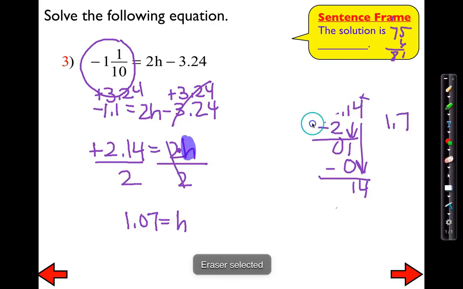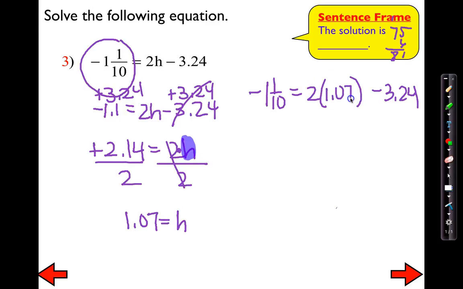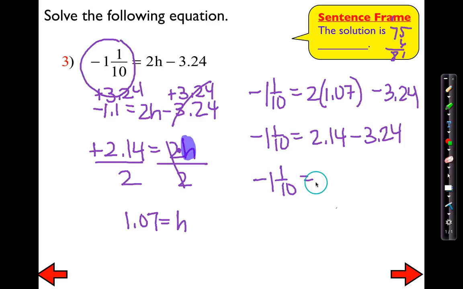Now, before I claim that that's my final answer, we always need to make sure we check our work. So we have -1 and 1/10 equals 2 times parentheses h minus 3 and 24/100ths. Here is where I can go ahead and plug in my answer of 1 and 7/100ths. So we have -1 and 1/10 equals, if you multiply it out, 2 and 14/100ths minus 3 and 24/100ths. So here, -1 and 1/10 equals, here there's definitely more negatives.